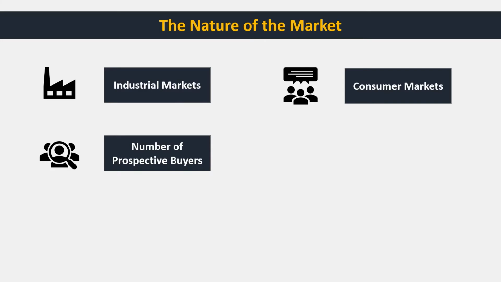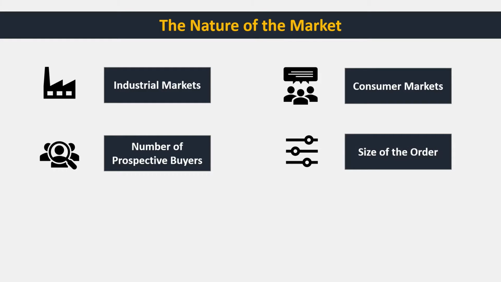If the number of buyers is likely to be more, the distribution channel will be long, and once more the services of agents, wholesalers, distributors, and retailers are used. Size of the order. If the size of the order placed by the customers is big, direct selling can be undertaken by the manufacturer, as in case of industrial goods. But where the size of the order is small, middlemen are appointed to distribute the products.